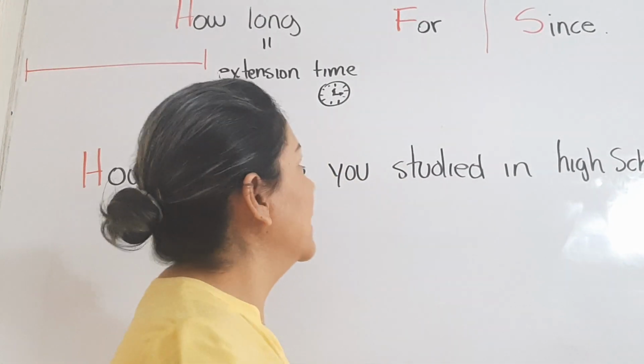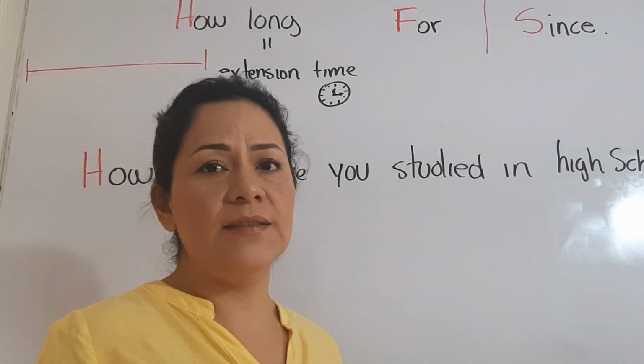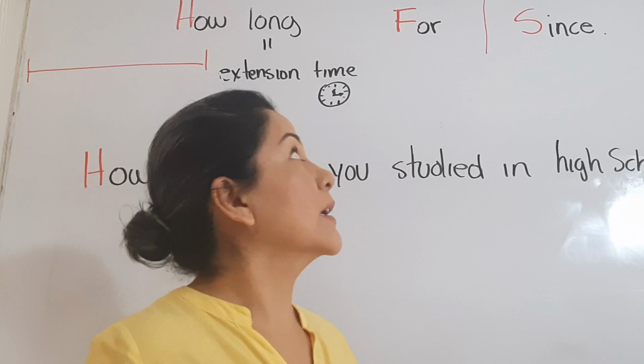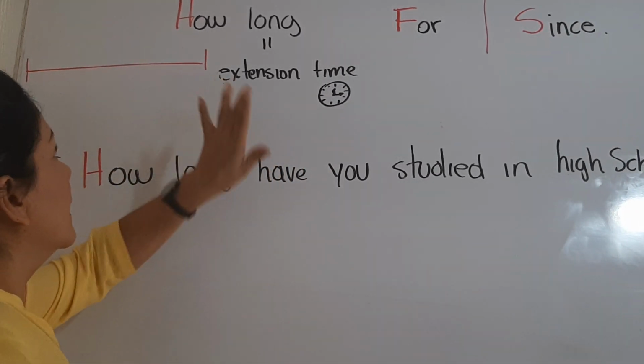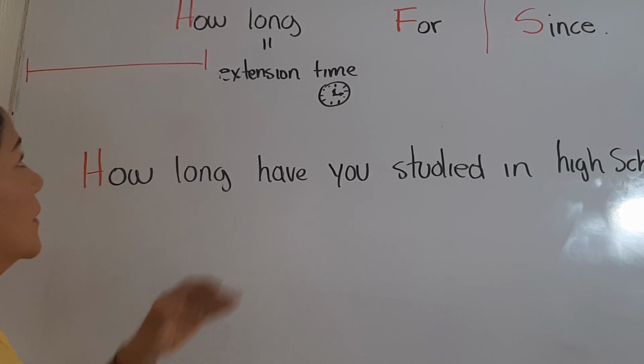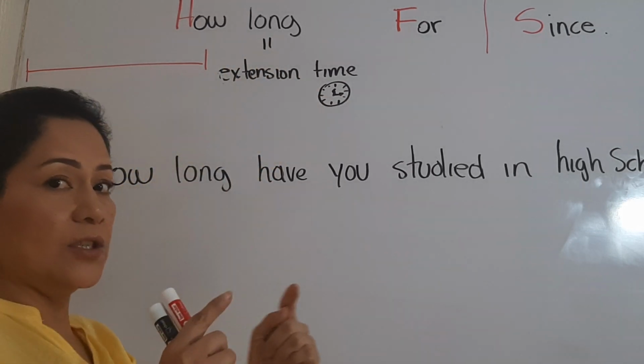This time to explain the use of how long, for, and since with present perfect. Well, let's start with how long. How long, we're going to refer with long about the extension of time.